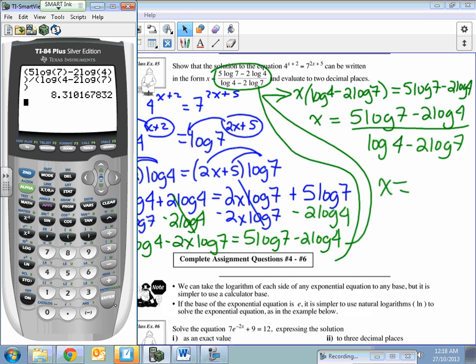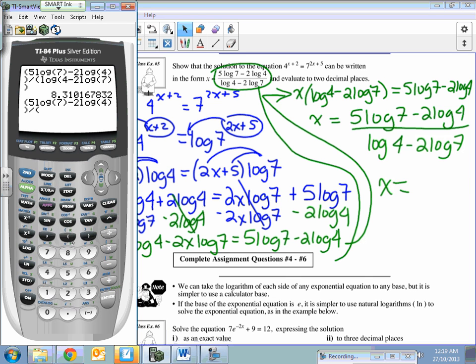I don't think that's right. 5 log 7 minus 2 log 4 divided by, oh, I did this wrong. Okay, 5 log 7, I'm just going to do this again. 5 log 7 bracket minus 2 log 4 bracket, bracket. Okay, that looks good.